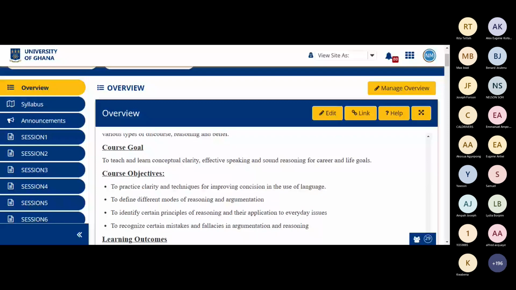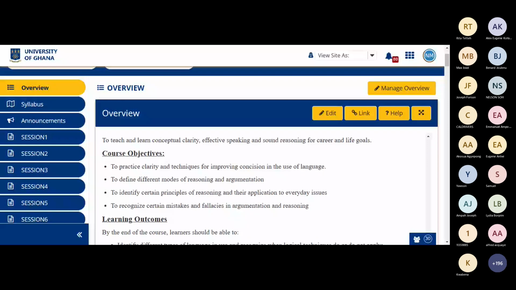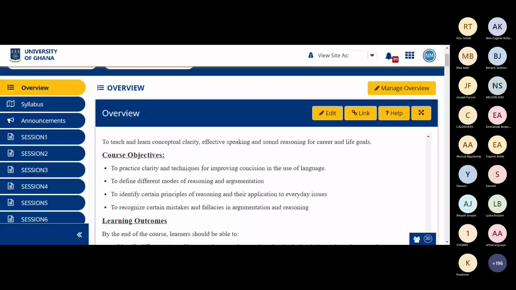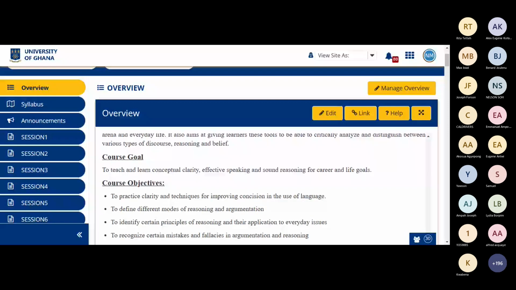So on the screen now, I'm sure you can read this. You passed the English. We expected that you will pass it. These are straightforward English expressions. See, the course goal is there: how you can be conceptually clear. If there's conceptual clarity, then it will lead to effective speaking, and then it will generate sound grounds for career and life.